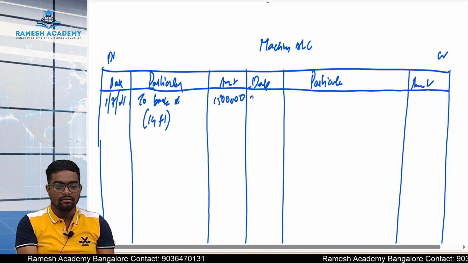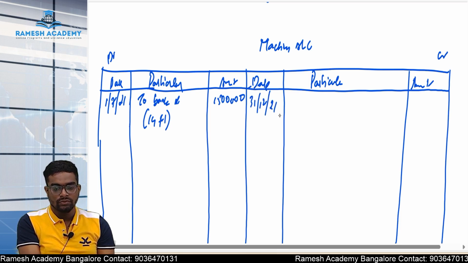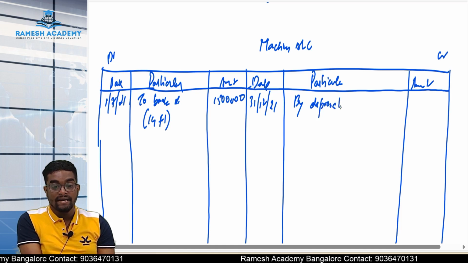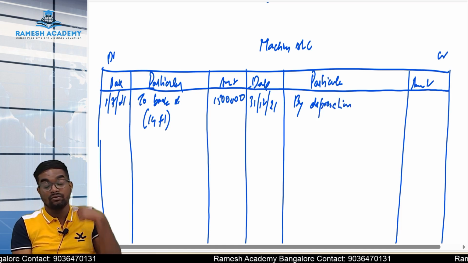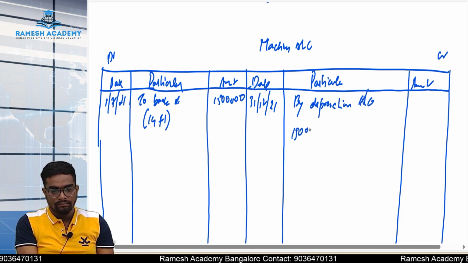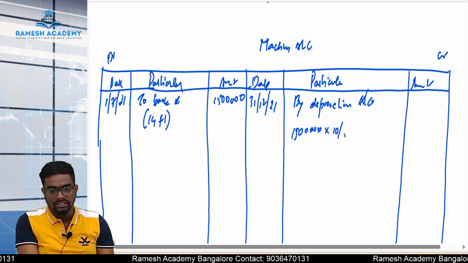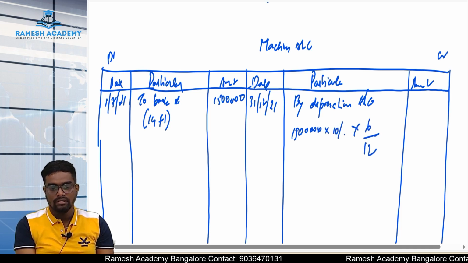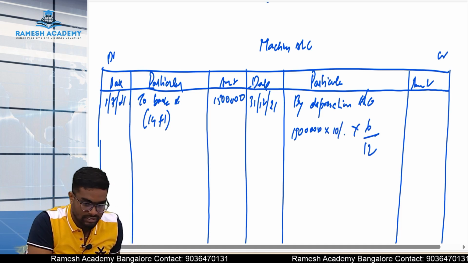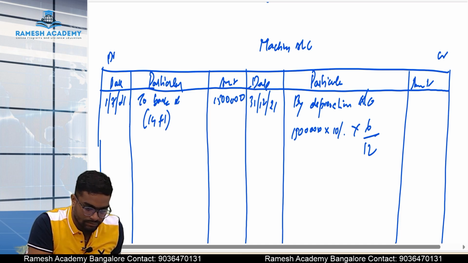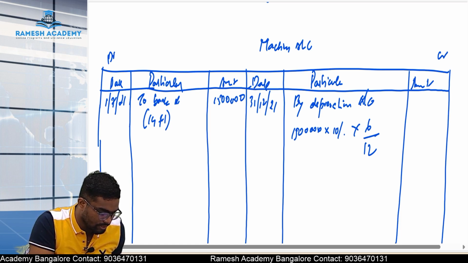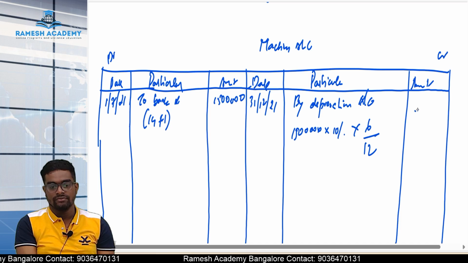Then 31st December 2021, I'll charge the depreciation. What is the entry for depreciation? By depreciation to machinery account if you are going with the second alternative. So it will be 15 lakh into 10% into 6 months by 12. So it is 6 by 12. How much is it? So 15 lakh into 10%, 1 lakh 50 into 6 by 12, which is 75,000.